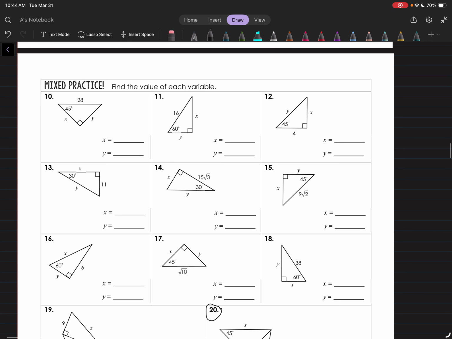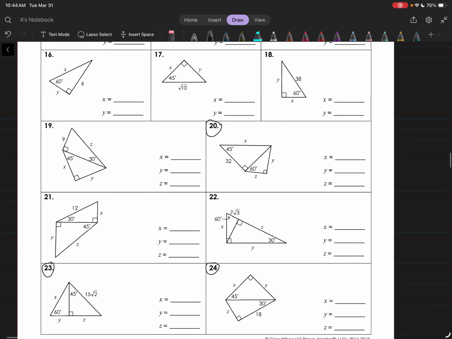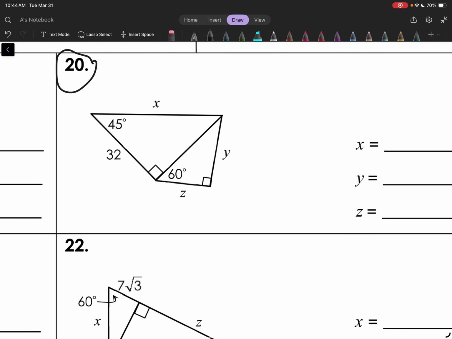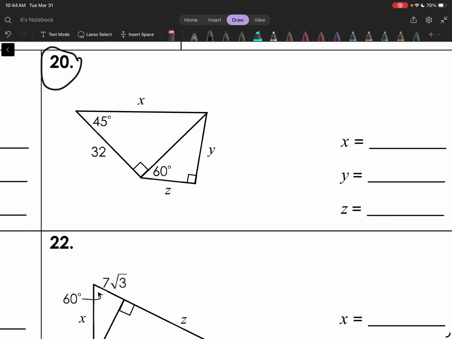Okay, mixed practice. I'm going to encourage you to try 10 through 18 by yourself, just to practice what I've already showed you on the first page. However, I want to show you 3 problems from these last 6. Let's look at number 20. I'm asked to find x, y, and z.